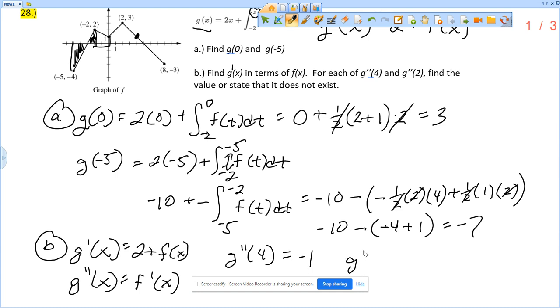Now, what about g double prime of 2? Well, I look here and I see that there happens to be a corner point on this graph at 2. And so that would mean the derivative of this graph is undefined. And so we would say that g double prime of 2 does not exist. All right, and so that is 28 part B.